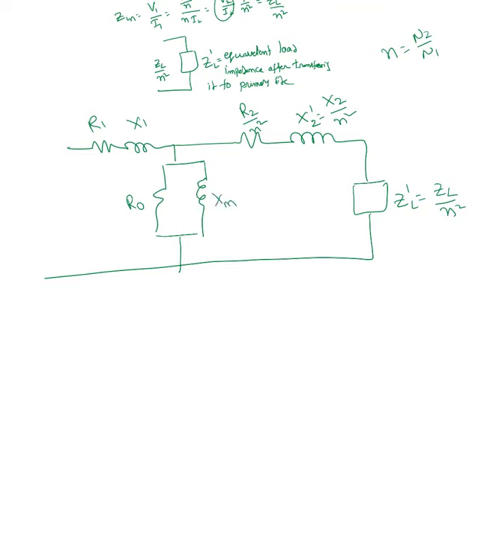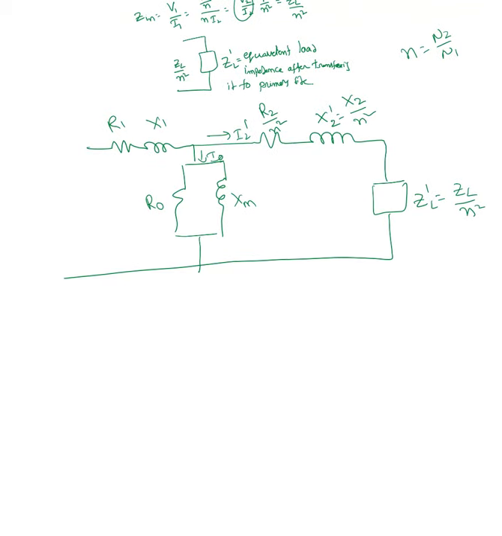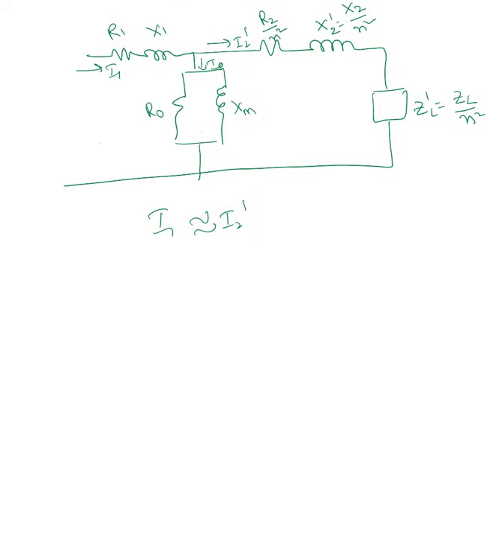Now this R0 and XM are very small. These numbers are very big. What I'm saying is the current passing through this is very small. So the current here, I'm calling this I2 prime, and the current here is I1. I1 is approximately equal to I2 prime. So I'm going to move this from here to here. It's not going to make any difference. So when I move it, it's going to be R0 right there and XM.